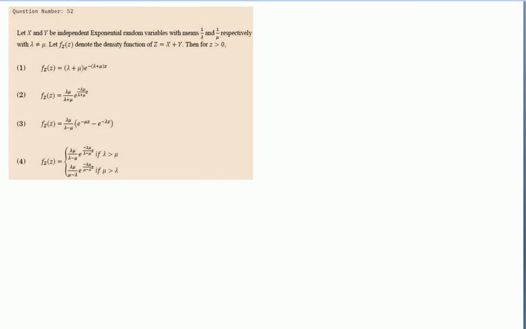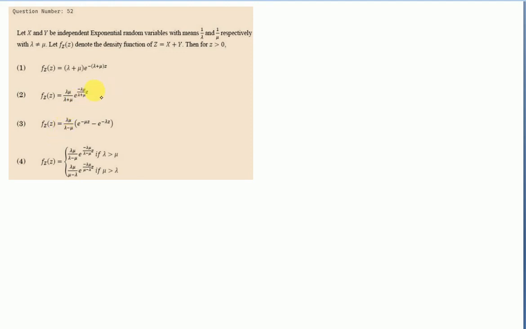Hello students, today we are going to discuss 3 questions of CSIR 2019 December. So our first question is based on finding the PDF of a new random variable Z, that is equal to X plus Y. Here in the question, X and Y are independently distributed as exponential lambda and mu, and this new random variable is generated, Z equals X plus Y, and for this particular random variable we need to find which of the following is the correct density function.